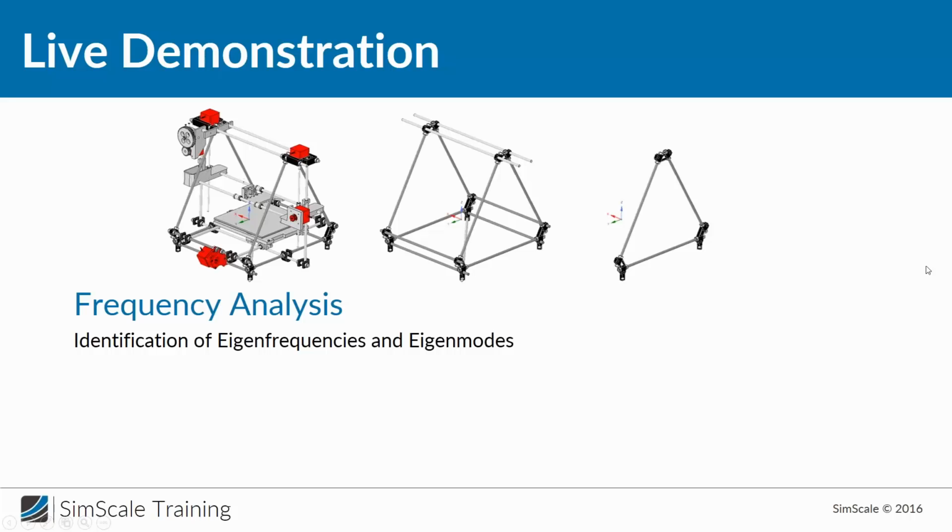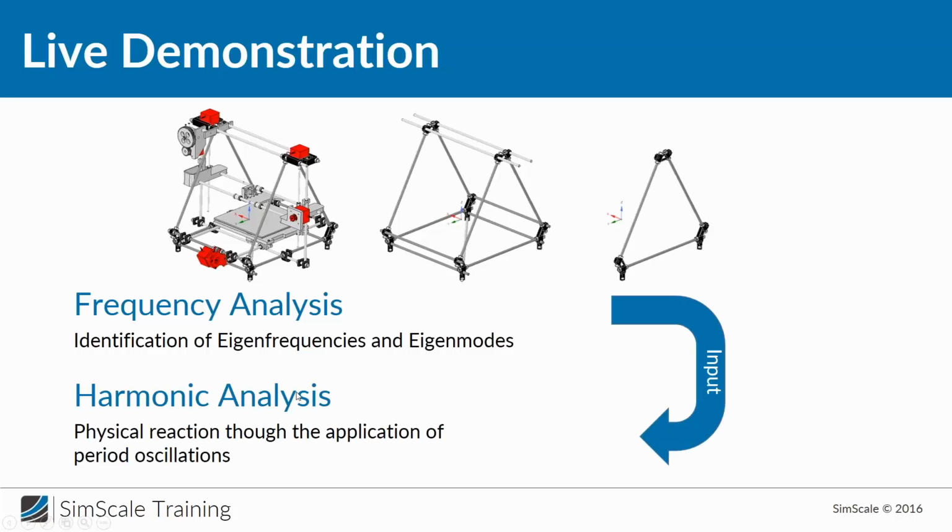Okay, and what we would do here would be the same. If we have this frame part here, we identify first the eigenfrequency of the frame, and then use these frequencies as an input for the harmonic analysis and calculate the physical reaction through the application of a force which is oscillating with the eigenfrequency of the frame.